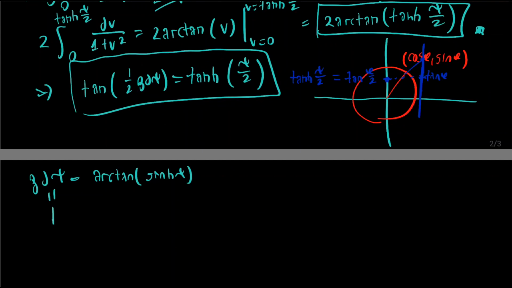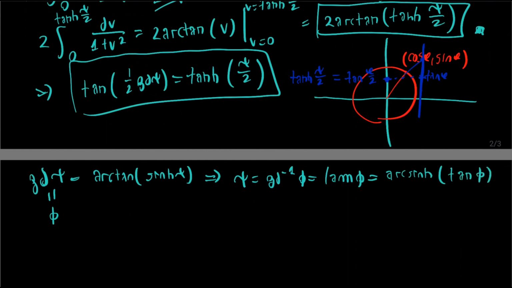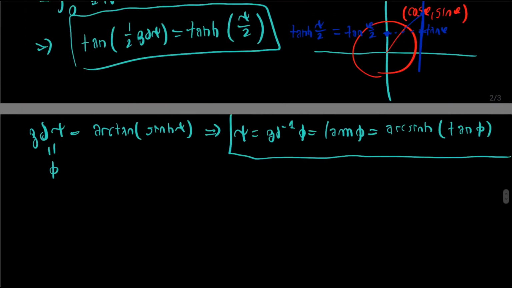So let's denote our Gudermannian as phi, as before. And by applying the tangent to both sides and then the arc hyperbolic sine, we will get that psi, which we will call the inverse Gudermannian of phi, or alternatively the Lambertian of phi, is actually equal to the arc hyperbolic sine of the tangent of phi. And so this is an expression for our inverse Gudermannian.